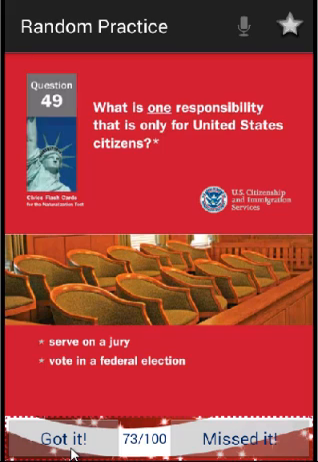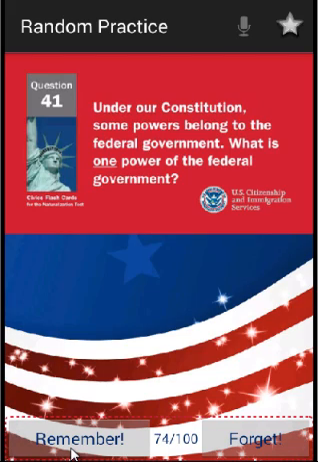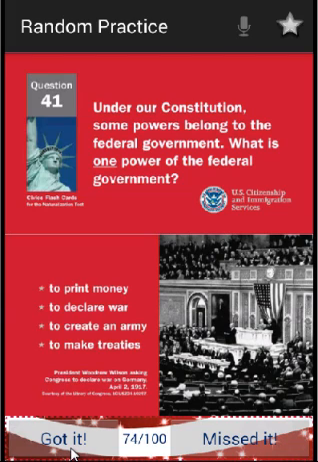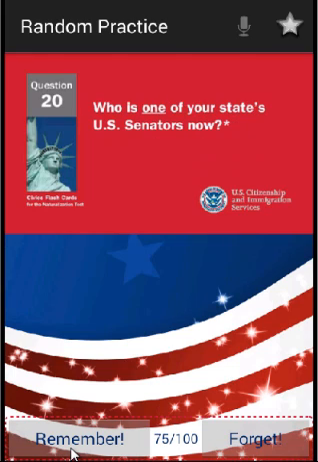What is one responsibility that is only for United States citizens? Serve on a jury. Vote in a federal election. Under our Constitution, some powers belong to the federal government. What is one power of the federal government? To print money. To declare war. To create an army. To make treaties.